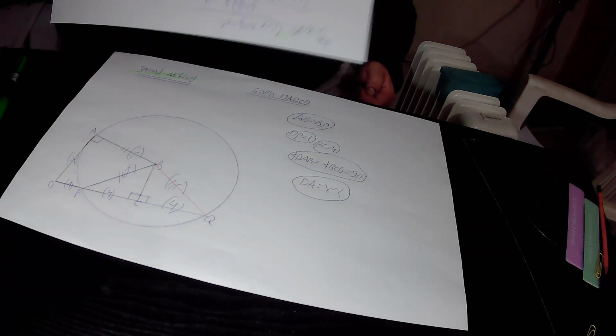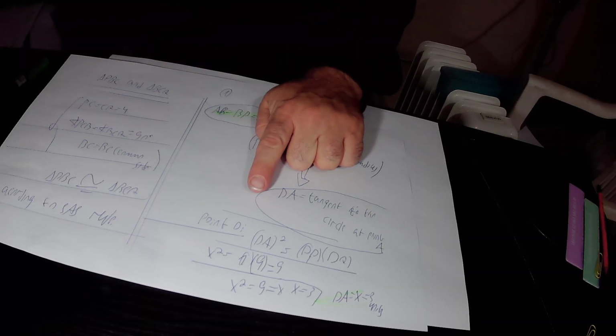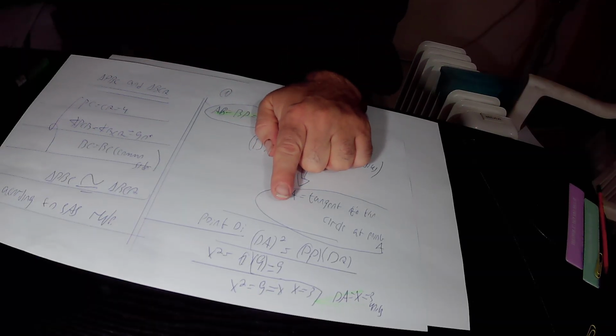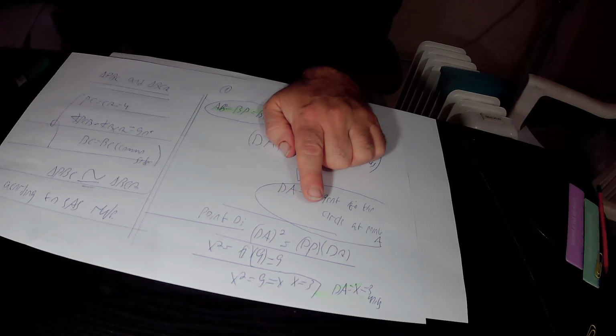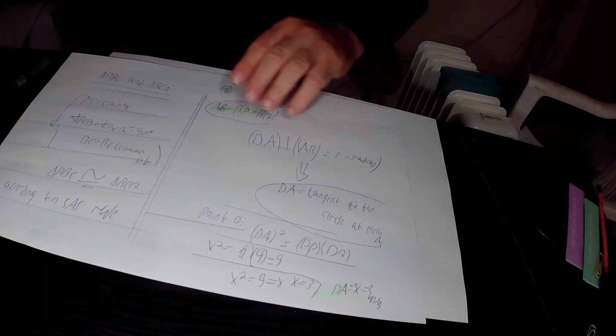So according to the tangent secant theorem, if you focus on the common point D, the following equation holds: DA squared, that is the length of the tangent squared, equals the product of the external part of the secant, that is DP, times the length of the secant in total, that is DQ. So DA squared equals DP times DQ.